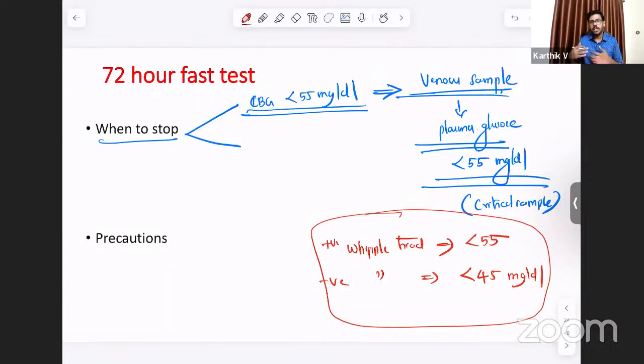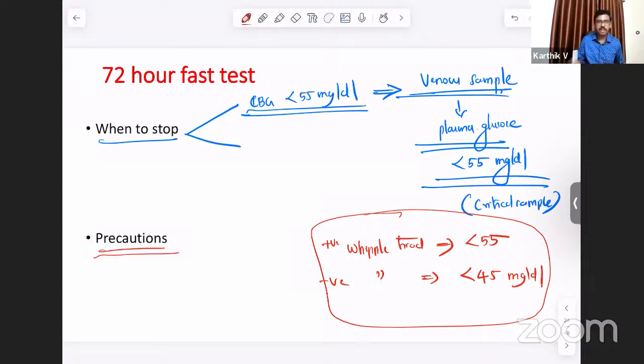So what we do in our institution is whenever the capillary blood glucose is less than 55, you collect a venous sample, and if the venous sample also shows less than 55 milligram per deciliter, then you consider it a critical sample, and you send the other investigations in the same sample. Okay, I hope the protocol is clear for you.